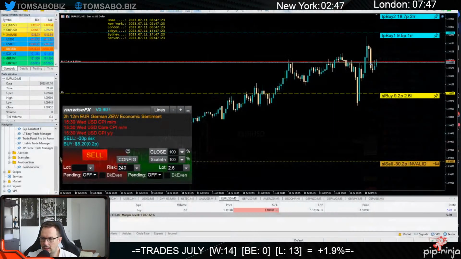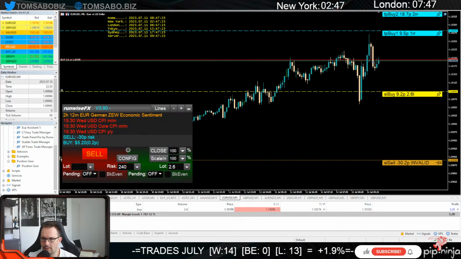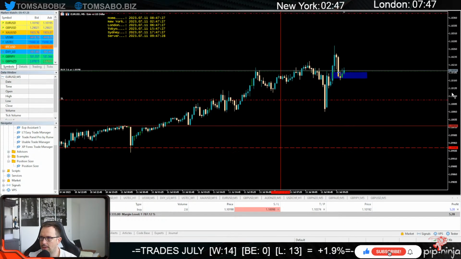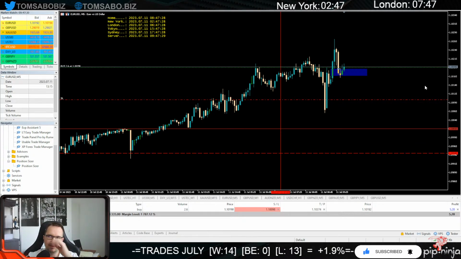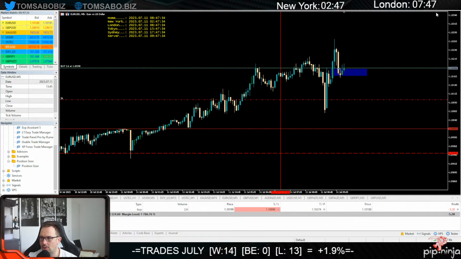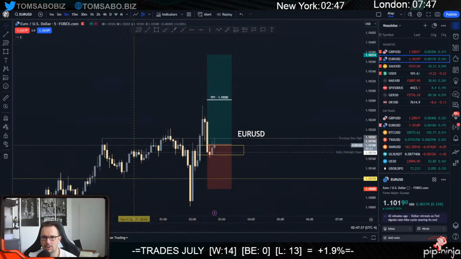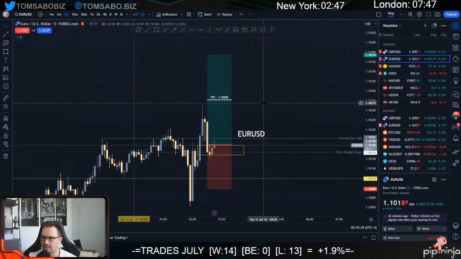That's the only trade I have for now. Slight profit right here on euro. Nothing extra. Took it from this fair value gap. I could be very wrong on this one. So we'll see.